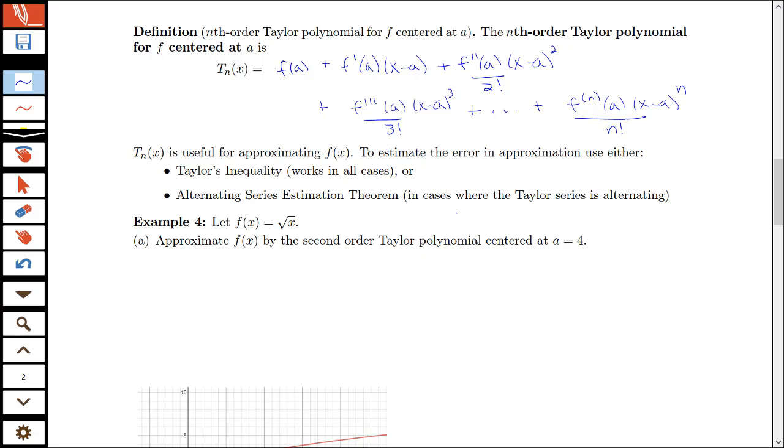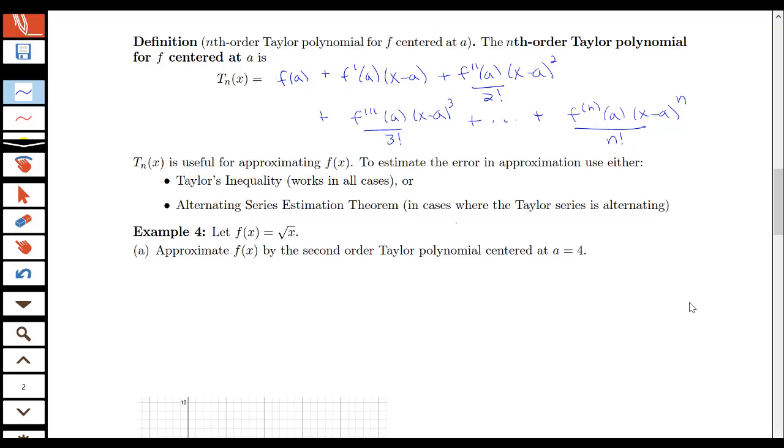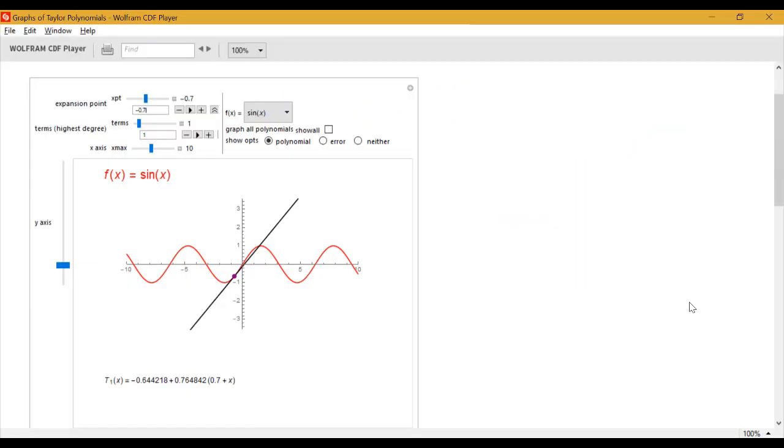Okay, and so the key application in working with Taylor polynomials is that they're going to be useful for approximating functions. So before we get into some more details, let's remind ourselves what Taylor polynomial approximation of functions is all about. So remember this applet that we've looked at a few times. Here I have my sine function, and I'm trying to approximate the sine function using some Taylor polynomials at some point here that I have negative 0.7 in there.